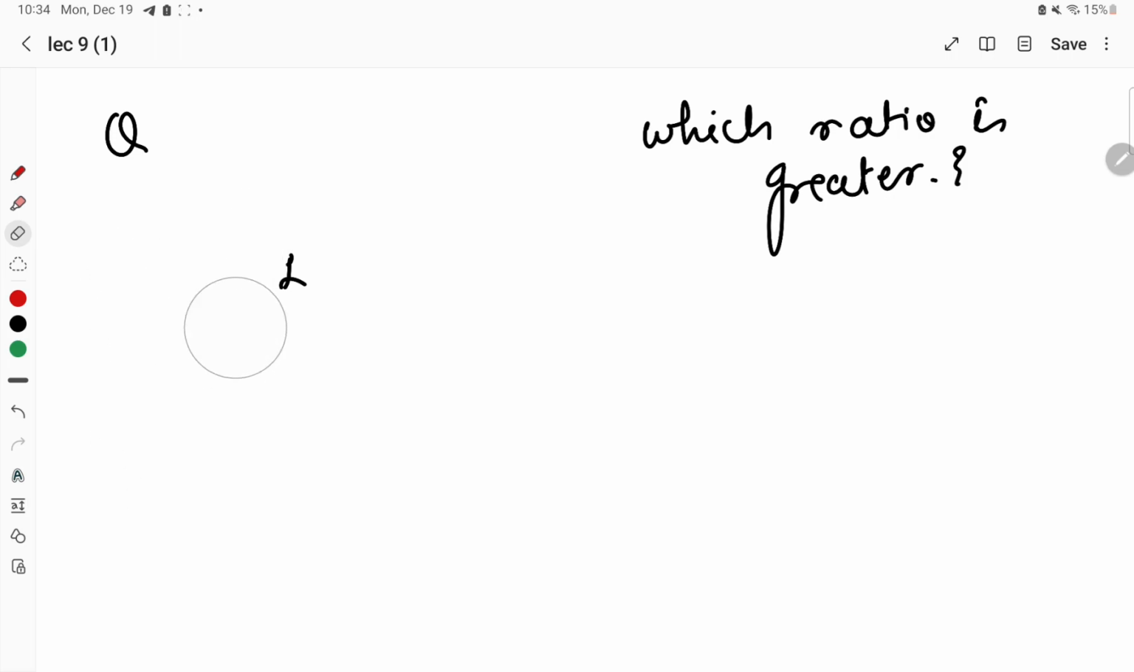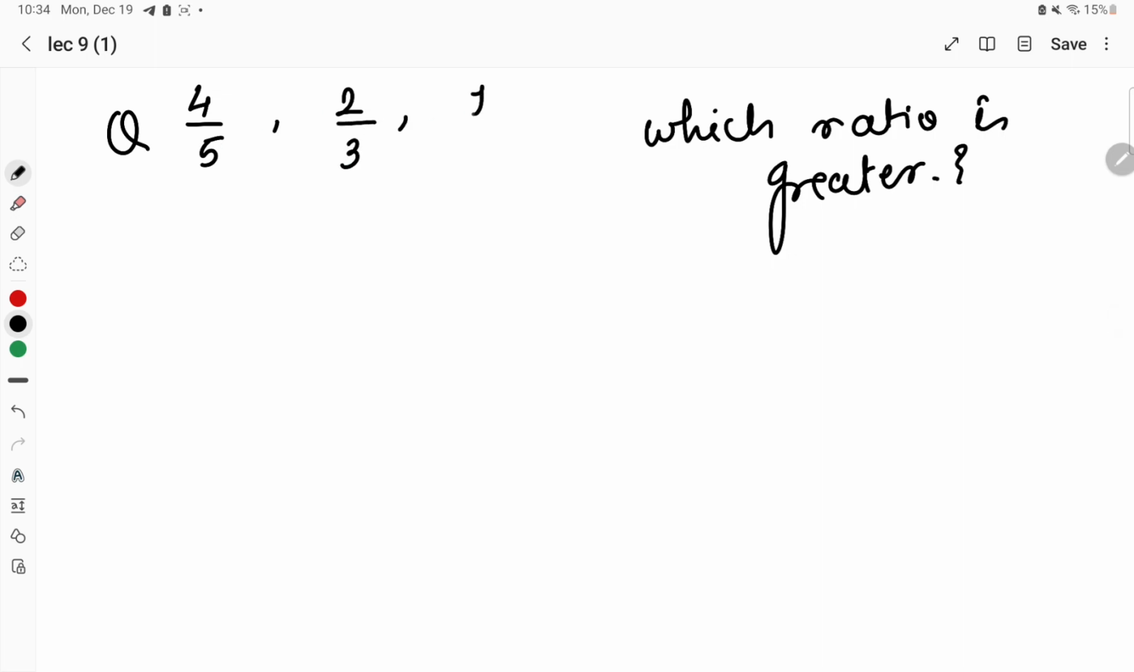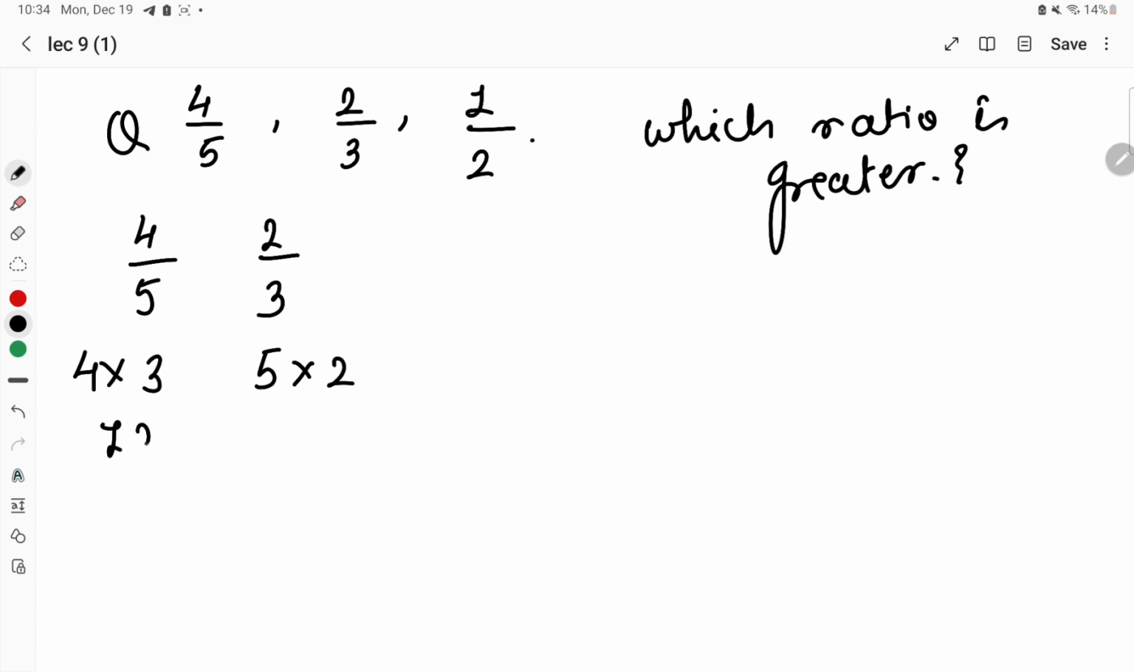So let us take one more question for this. Okay, so the question is 4 by 5, 2 by 3, 1 by 2. They can ask this question with multiple ratios also. So what we have to do at that time? Same thing you have to apply. Take the very first two ratios. I'll take the cross multiplication. 4 3s are 12, 5 2s are 10. Which one is greater? 12 is greater. So between 4 by 5 and 2 by 3, 4 by 5 will be the greater ratio. Okay, this is the first one.